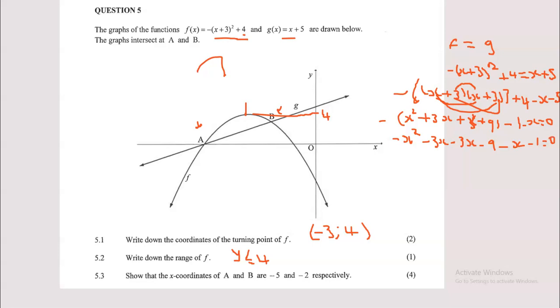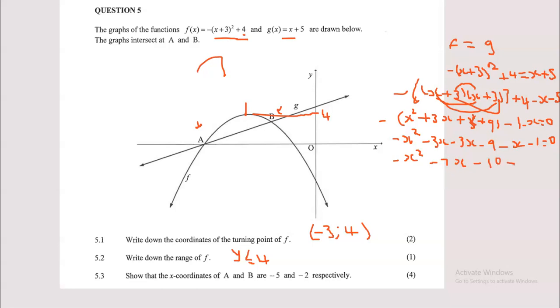And then from there onwards, let's group the like terms together. We're going to have negative x squared by itself. And then this one will be negative 3 minus 3, that's minus 6, minus 1, that will be minus 7x. And then negative 9 minus 1 will be minus 10. And then everything is equal to 0 now.